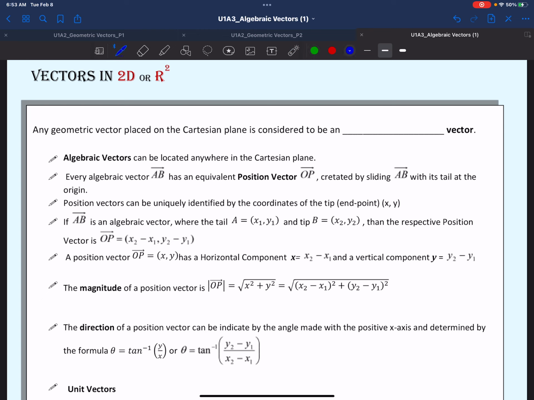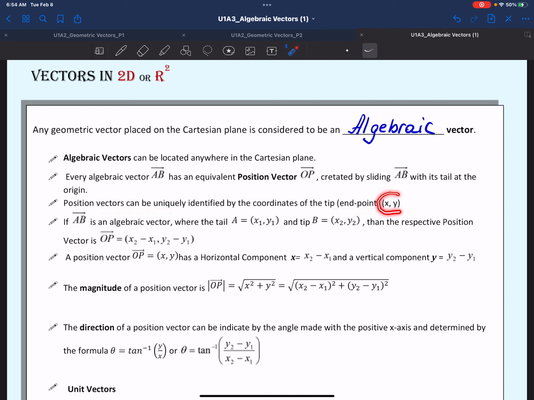Any geometric vector, when placed on the Cartesian plane, is considered to be an algebraic vector, we said. Algebraic vectors can be located anywhere on the Cartesian plane. Every algebraic vector has an equivalent position vector, which we created by simply sliding the algebraic vector with the tail at the origin. Position vectors can be uniquely identified by the coordinates of the tip or the head of the vector, or the end point.